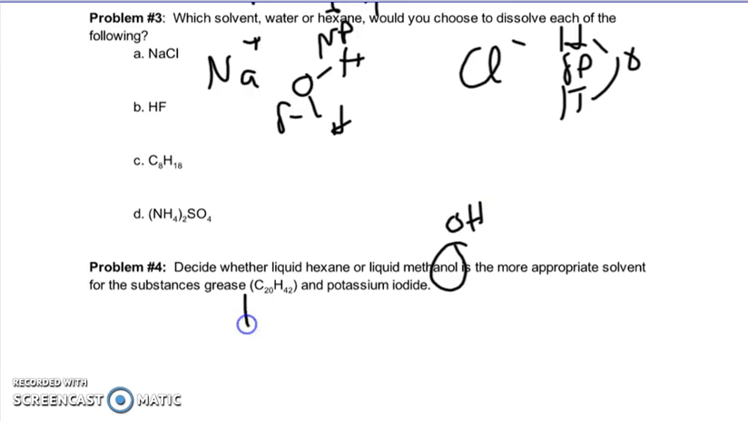Well, hopefully you had hexane here and water here, because C20H42 again is not polar. There's not a single big 4 in that. Potassium iodide is ionic. So pick your polar water.